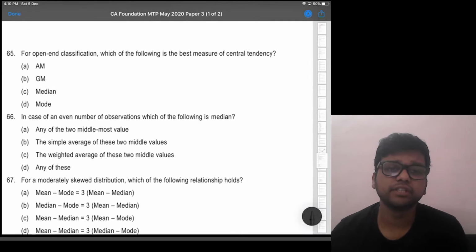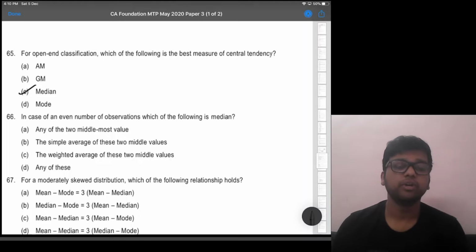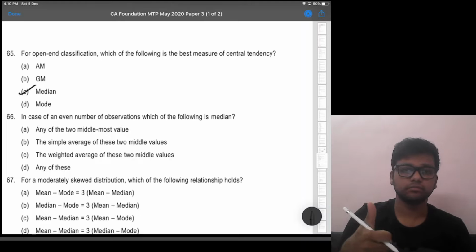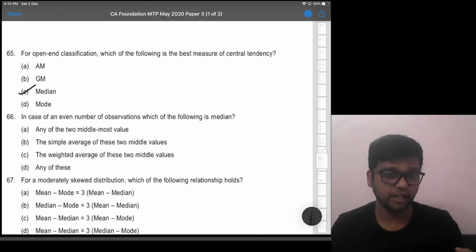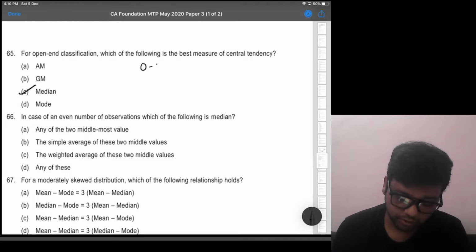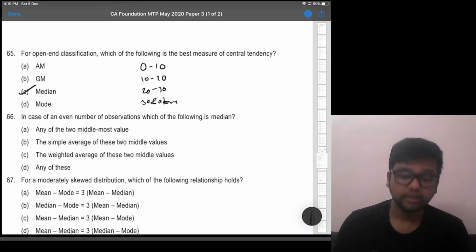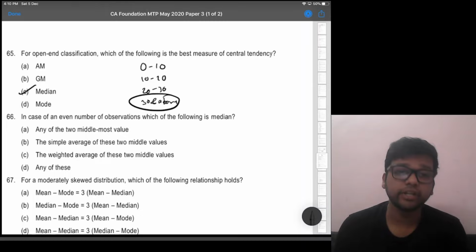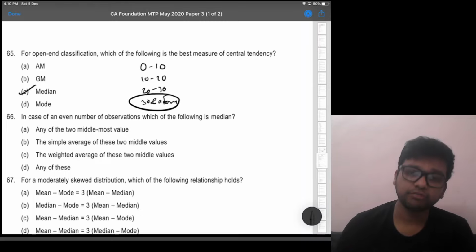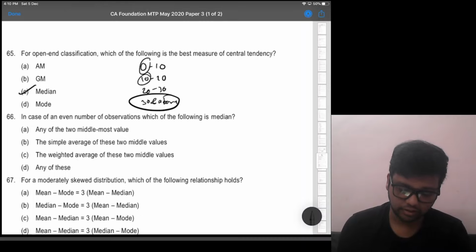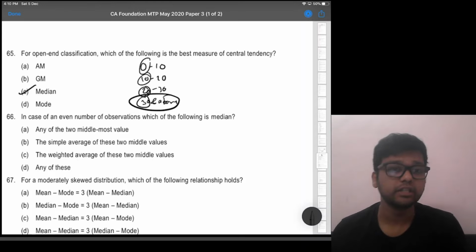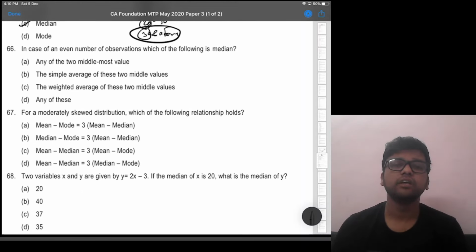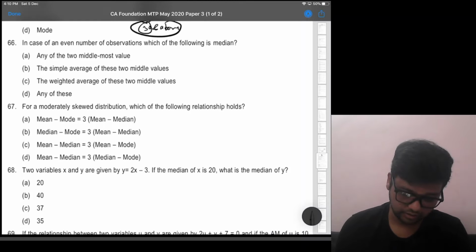For open-end classification, which is the best measure of central tendency? Median, because it does not need the upper class boundary of the last class or lower class boundary of the first class. See, if the problem is like this, 0 to 10, 10 to 20, 20 to 30 and 30 and above, then we cannot calculate mean, because for 30 and above we cannot calculate midpoint of that class. So median would be the best way, because median is in the middle, and it requires only lower class boundary, not upper class boundary. Mode is anyway not a good measure as compared to median.